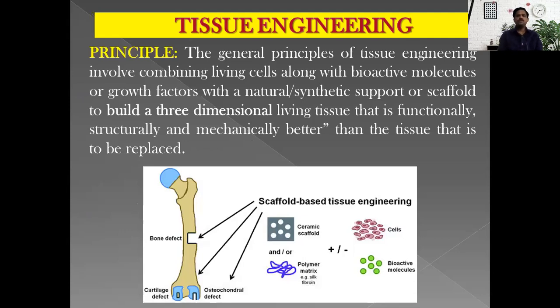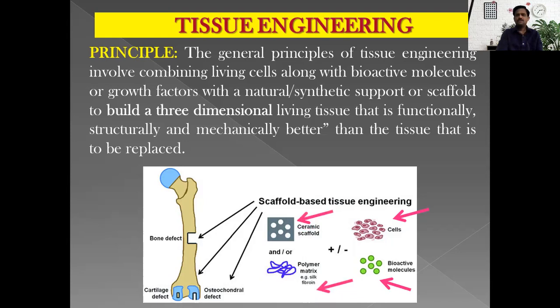So on which principle is the tissue engineering technique performed? Basically, it involves a combination of living cells along with bioactive molecules with a natural or synthetic support that is called a scaffold, to build a living three-dimensional tissue, and that would be structurally and mechanically better than the tissue that is to be replaced.